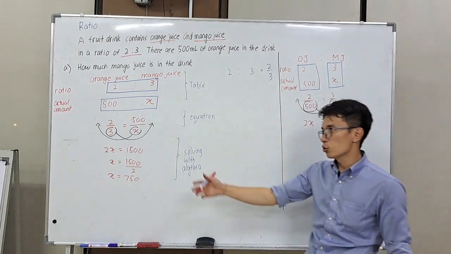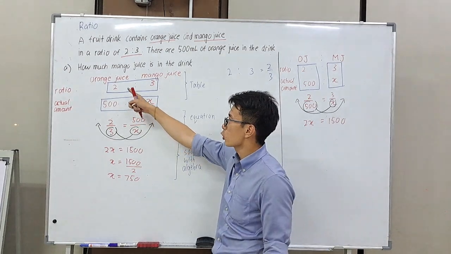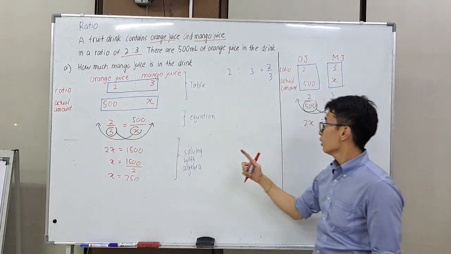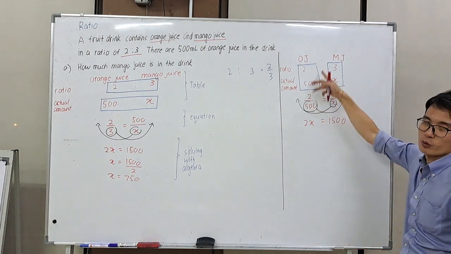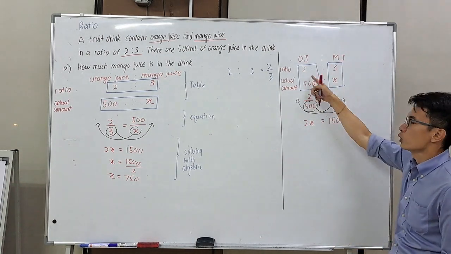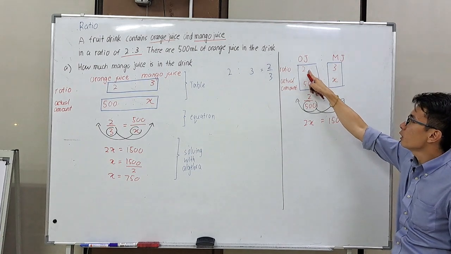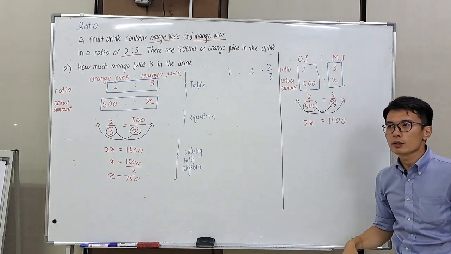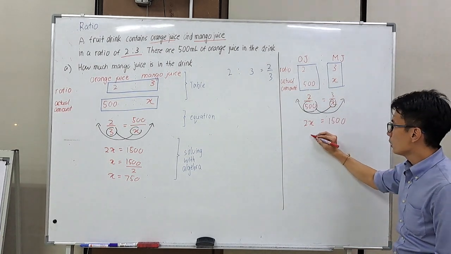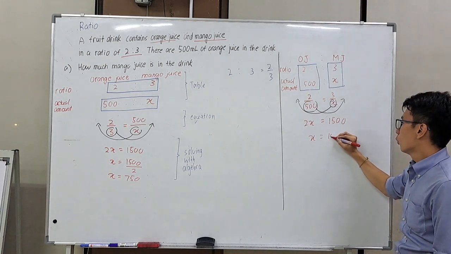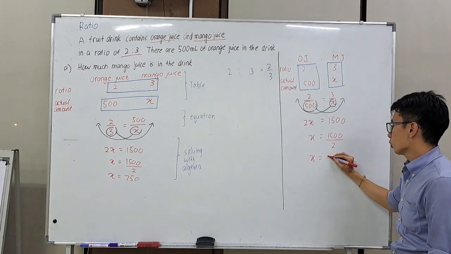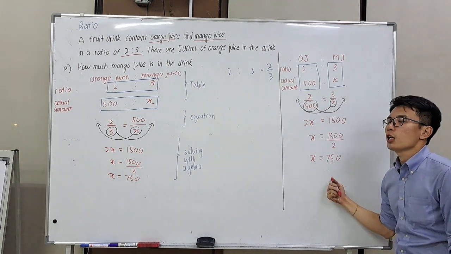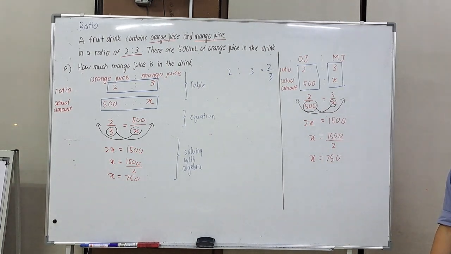So you can either choose to do it horizontally, but if you choose horizontally, make sure it's horizontal all the way. If you choose to do it vertically, then vertically all the way. But this is what I prefer, vertically, because it always reminds me it's a fraction, numerator over denominator. That's how I think about it. So if you solve this, x is going to be 1500 divided by 2, and x is going to be 750 ml.